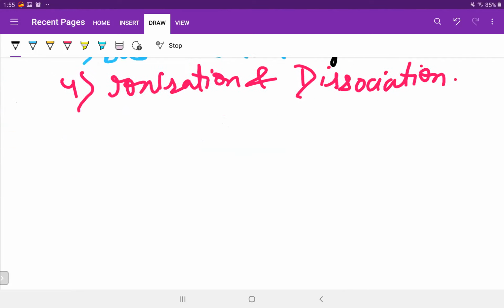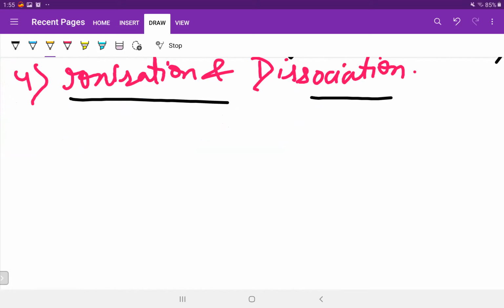Here only comes ionization and dissociation. So ionic compounds, when dissolved in polar solvents like water, everybody knows that water is a polar solvent, it makes two different poles, a negative and a positive pole. So when dissolved in a polar solvent like water or melted at a high temperature, they dissociate or ionize into their corresponding ions.